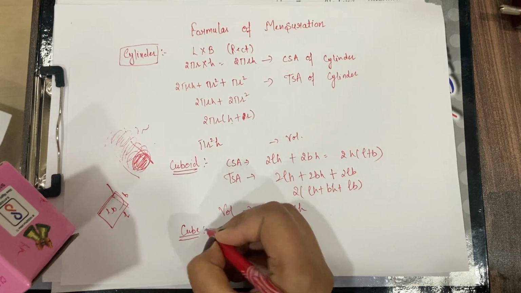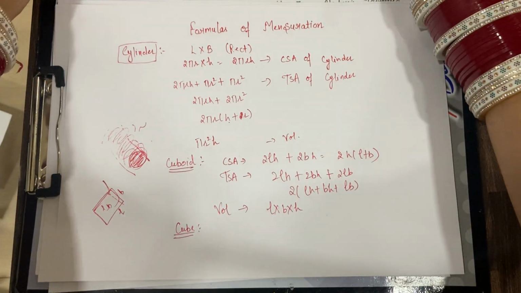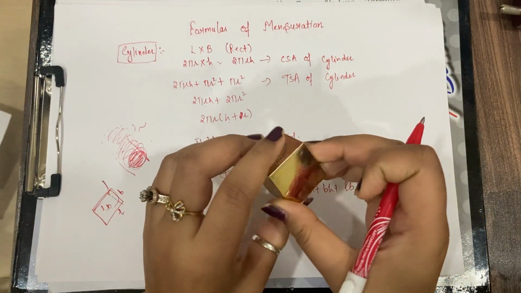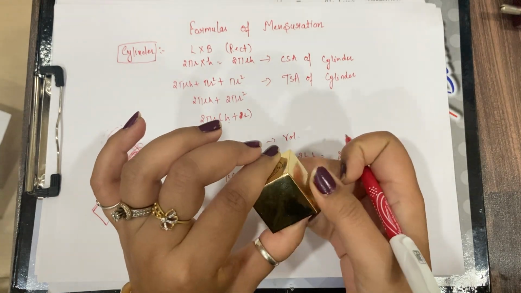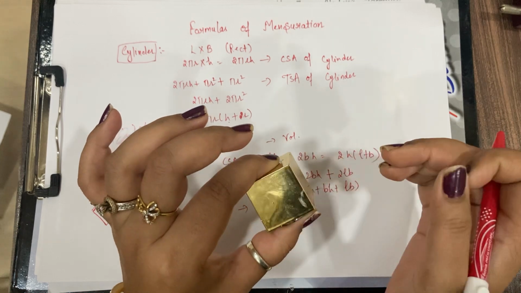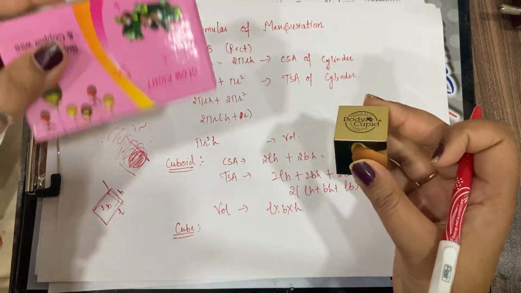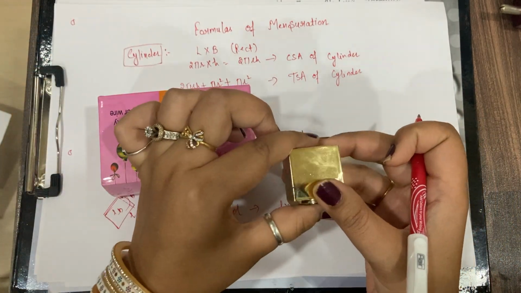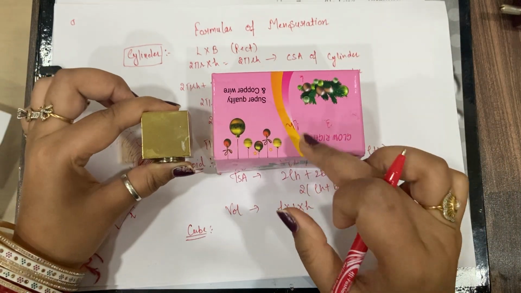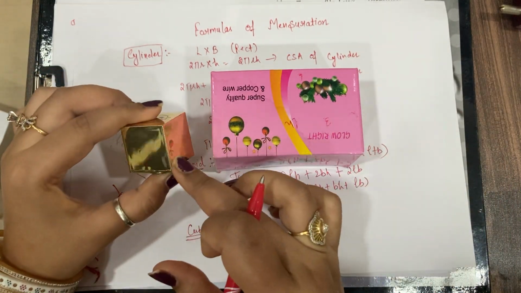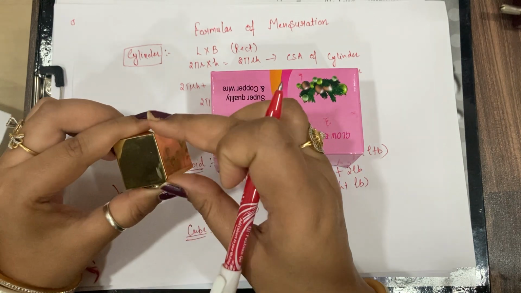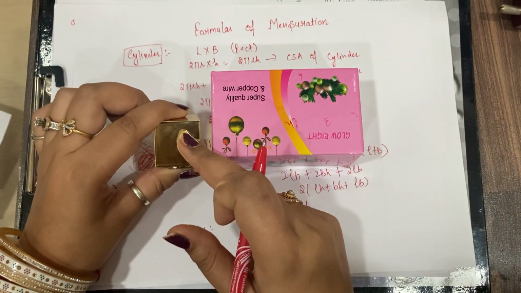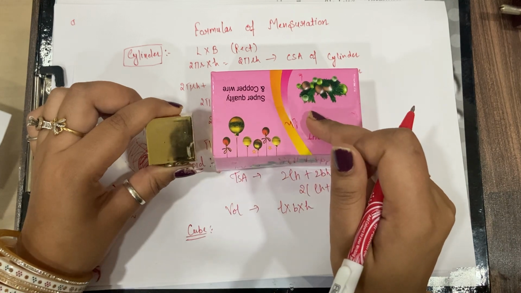A cube is something like this. Correct? How many faces are there? 6. What is the difference between this and this? Here, all the length, breadth, height are different. Here, all the length, breadth, height are the same. Whatever is L, same is B, same is H. Everything is the same. This we call a cube, and this we call a cuboid.